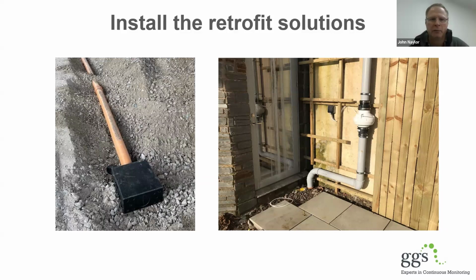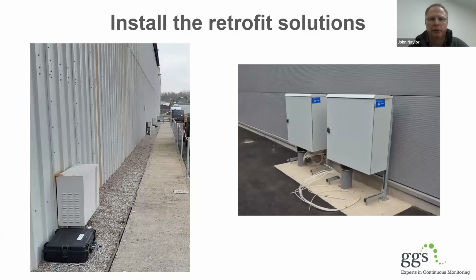What if we need a bit more of a meaty solution? We've got some warehouse stuff going on here. Again, in this case, rather than extracting the gas, we're actually blowing air in. So this is the clean air blanket system, where we introduce air underneath the big slab to dilute the gases beneath the slab. And that can work really, really effectively on some of the biggest sites that we've seen.